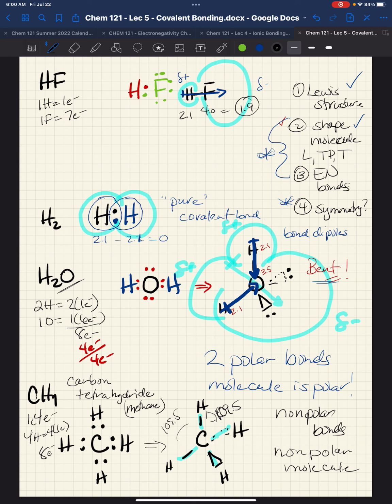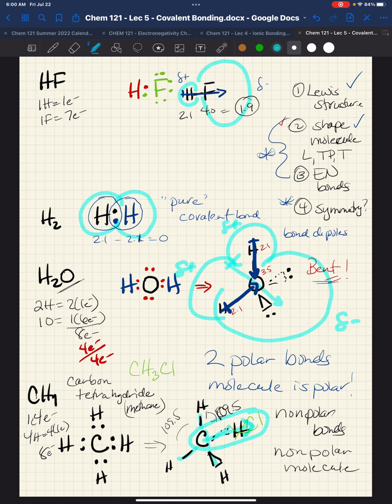Now, just for interest's sake, let's change one of these. Let's make it CH3Cl. So one of these hydrogens gets replaced with a chlorine. All of a sudden, I've got this polar bond in here, and I've got asymmetry. So chlorine is going to draw those electrons to it with more force than the hydrogen is.